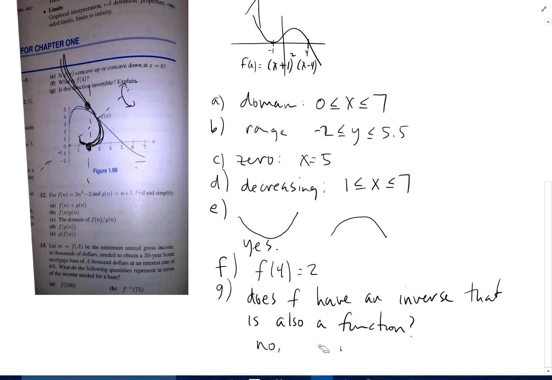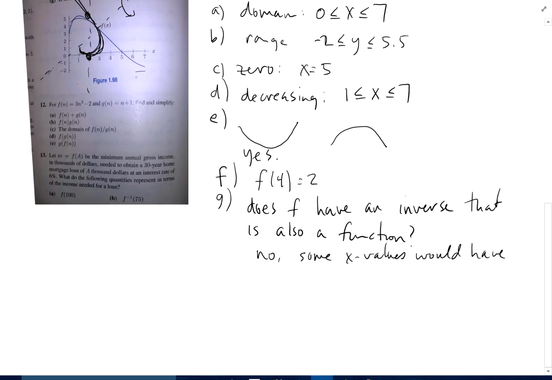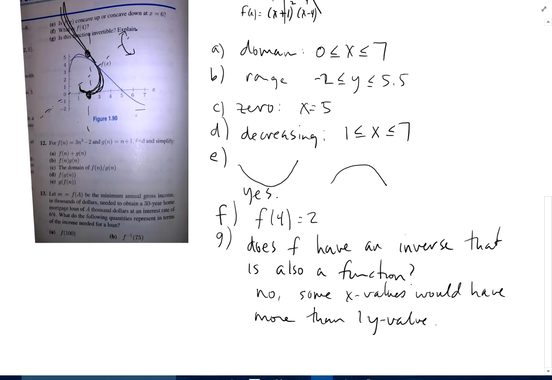Let's do it like this. Some x values would have more than one y value. Okay, does that make sense? All right.